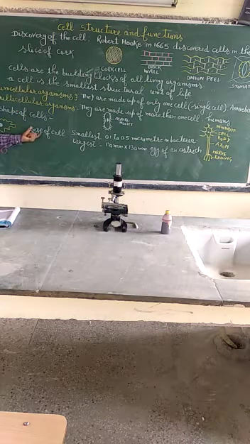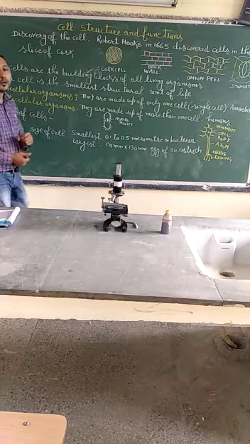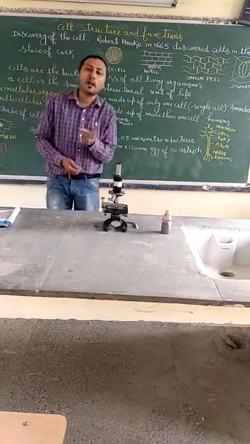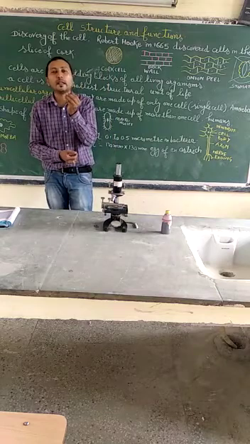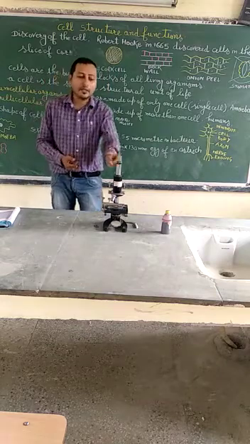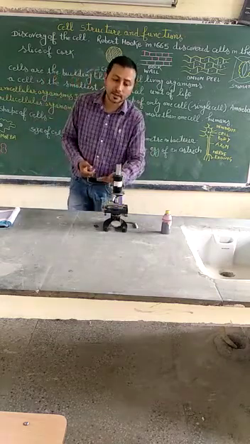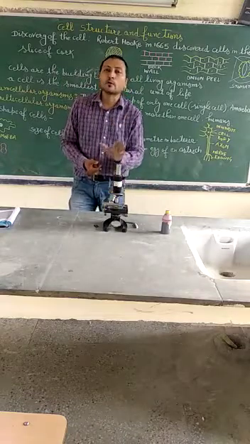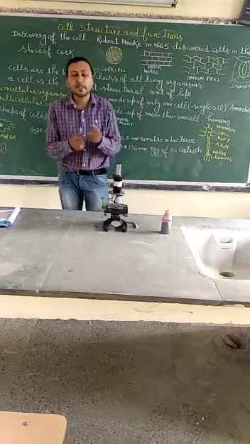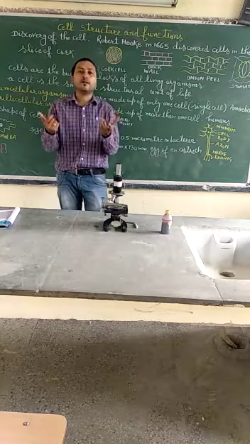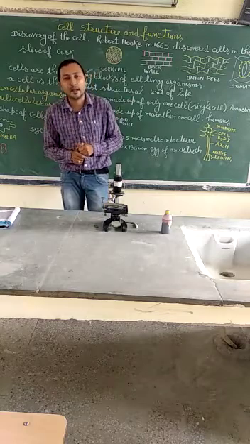Then another question, which is the size of the cell. Now we can say cells are very small, so small that they cannot even be observed with the naked eye. We need a microscope to observe them. This is a light microscope. But cells are also very big, very huge. We can easily see them with the naked eye.